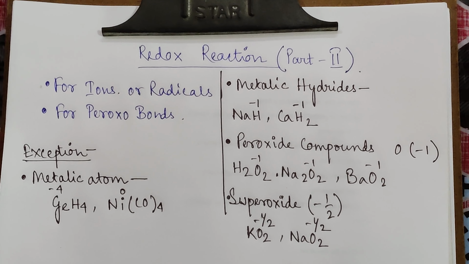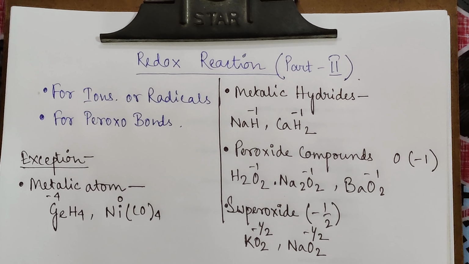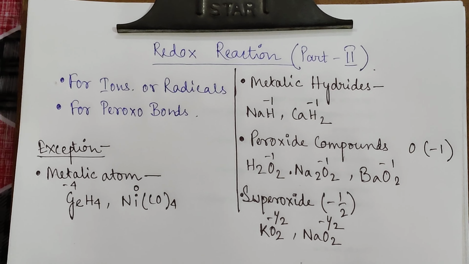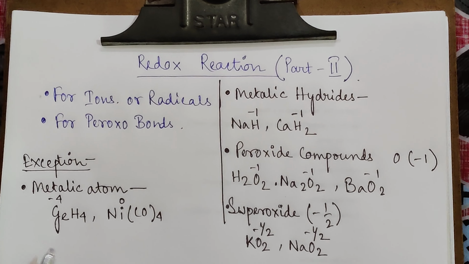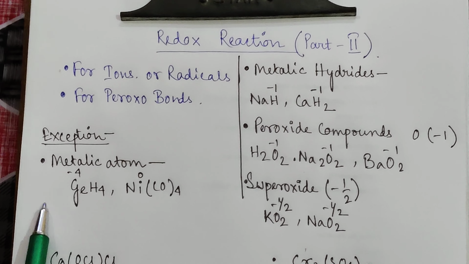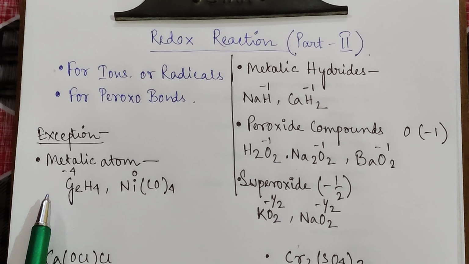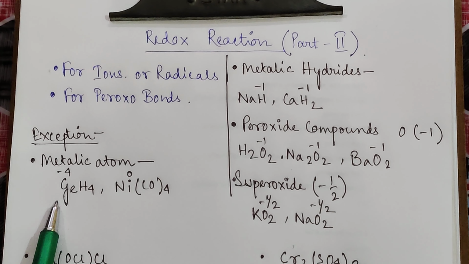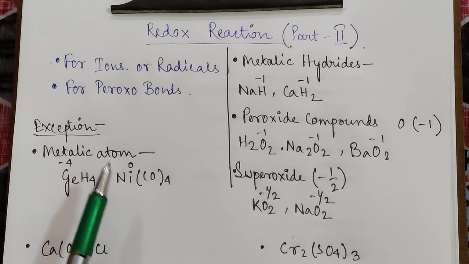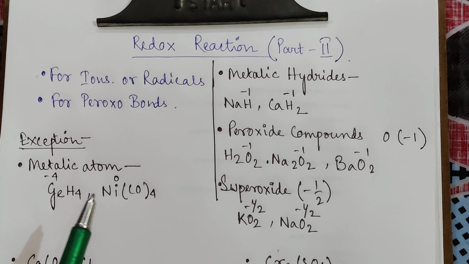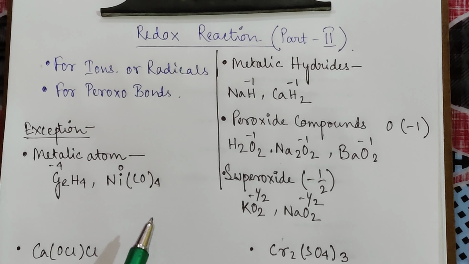The first thing that I want to discuss is that any metallic atom or any metal will always have a positive oxidation number. But here, if you can see, this is germanium hydride, where germanium has a negative oxidation number. So this is one exception. Similarly, if we see Ni(CO)4, here nickel has the oxidation number 0. So these are two exceptions. Generally, metals will always have a positive oxidation state.